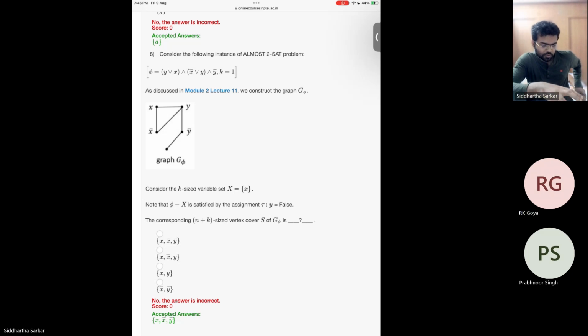From this almost two set, they construct a graph G phi in the video, and then they say, consider the k-sized, that is one-sized, variable set x, and note that if you delete x, what are you left with? All the clauses.